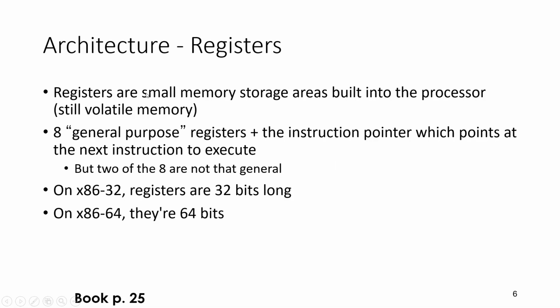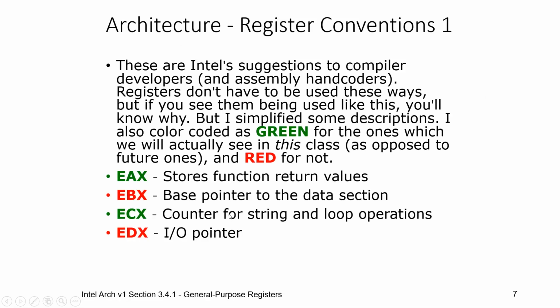memorize this point. Now, registers are very important, small storage memory built into the processor. They are very fast. There are 8 general purpose registers and the instruction pointer. On x86 32-bit they are 32 bits long, and on 64-bit architecture they are 64 bits. So there are 4 main registers.